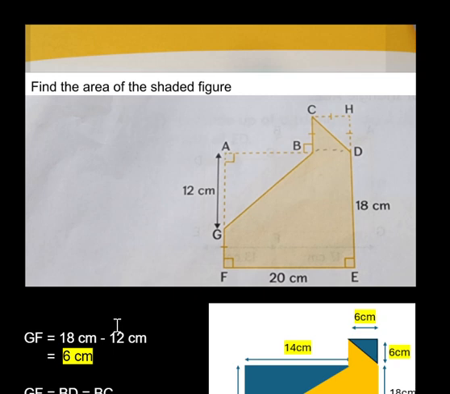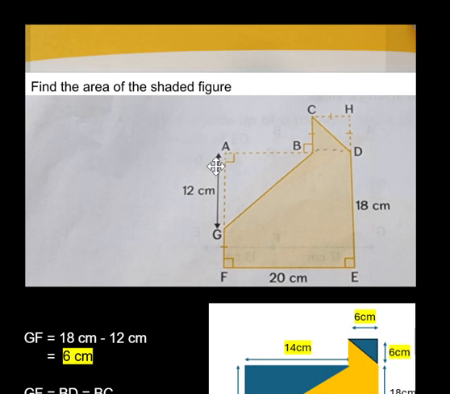Hi, let's look at this question together. In this question, you are supposed to find the area of the shaded figure. This question is taken from the T5 workbook A. So let's look at this figure. I'm going to share with you how I actually analyze this question step by step.